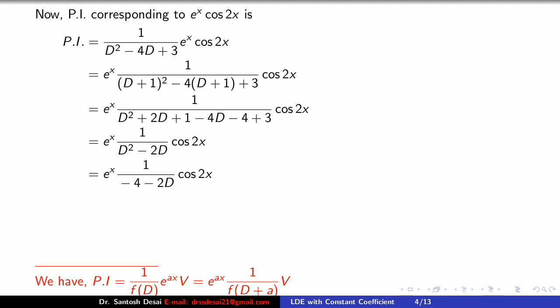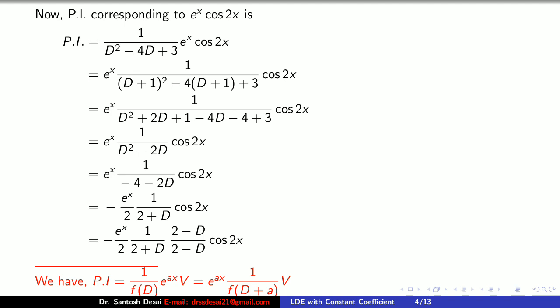Now for simplicity, one can take −2 common from the denominator. So we get e^x divided by −2 into 1 upon (2 + D) into cos 2x. Now by the method of rationalization, one can bring D² to the denominator. To apply it, just multiply numerator and denominator by (2 − D). So this is equal to −e^x divided by 2, 1 upon (2 + D) into (2 − D) divided by (2 − D) into cos 2x.